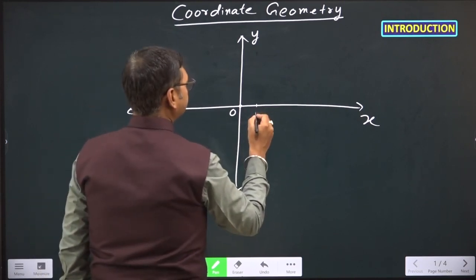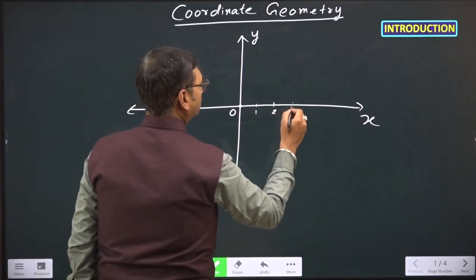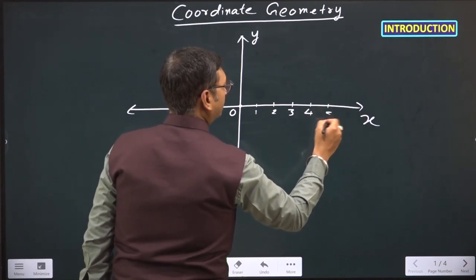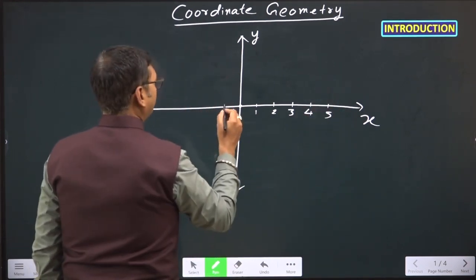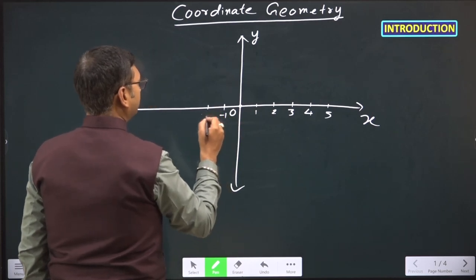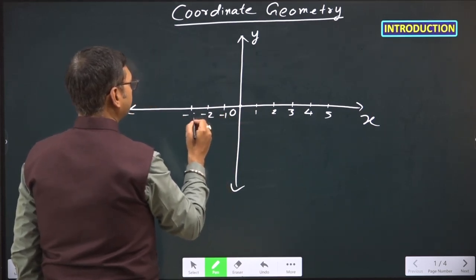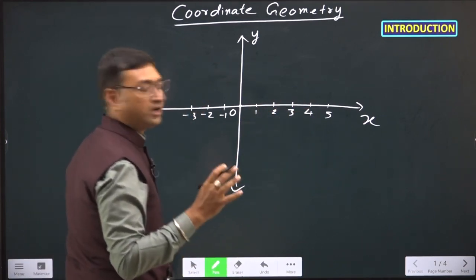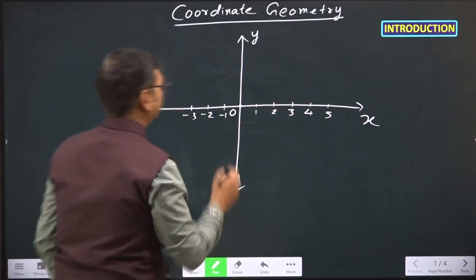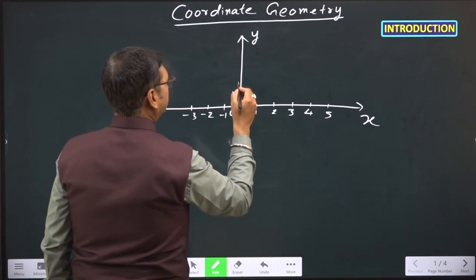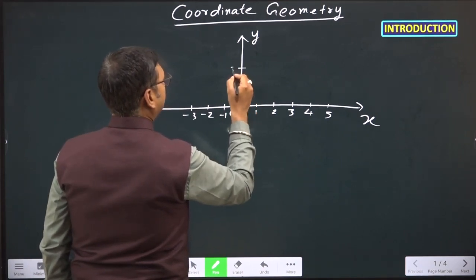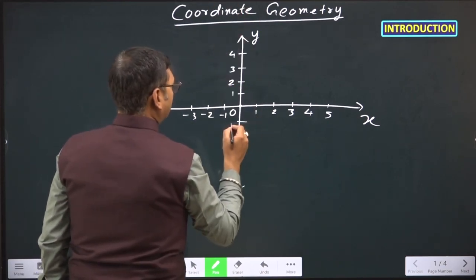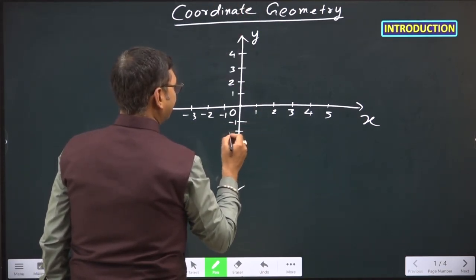Let's say this is 1, 2, 3, 4, 5 and likewise up to infinity, and -1, -2, -3 at the same distance. We have to mark all the points at the same distance. Now this is 1, 2, 3, 4 and we have infinite numbers in the positive as well as in the negative direction.